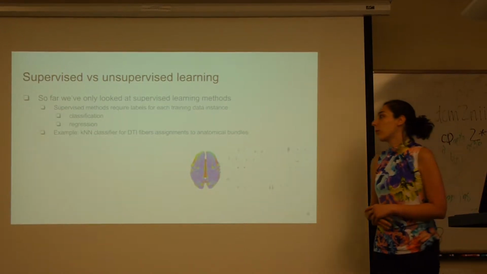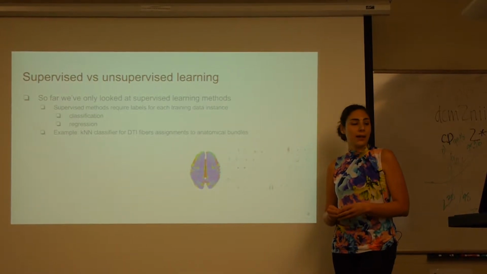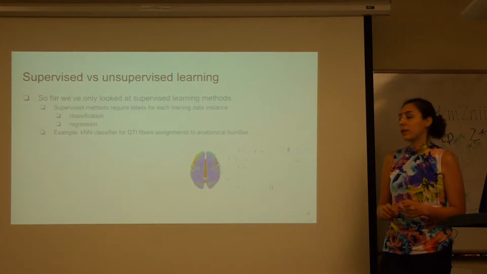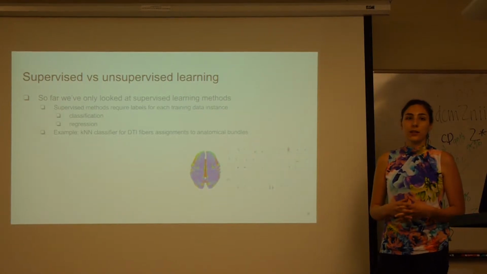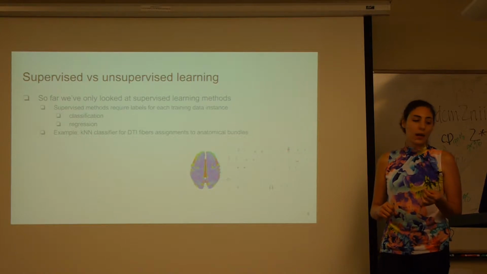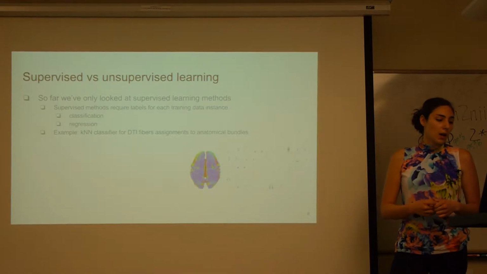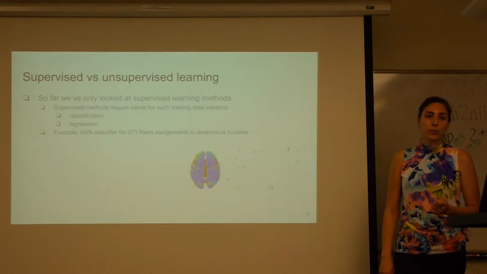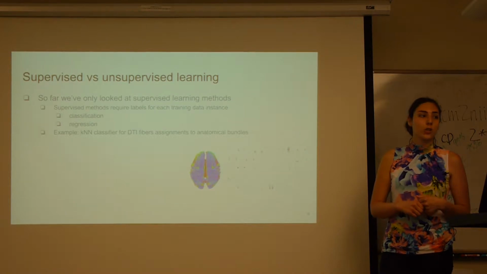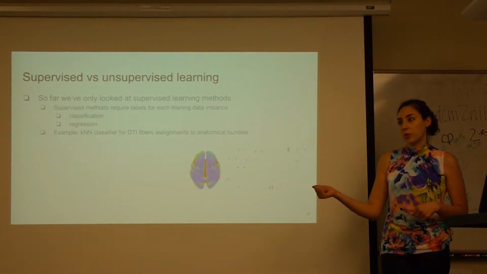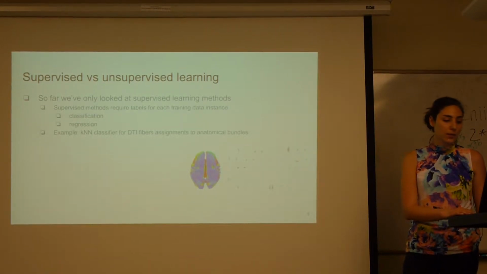So for example, we talked about KNN classifier, which took DTI fiber tracks, individual ones, and assigned them into anatomical bundles, so classified them into anatomical bundles. And in order to do this, we needed training data, so we needed individual fiber tracks with their assignments into anatomical bundles, which was given by human experts. And what we did was, when we got a new testing fiber track, we're able to look up which one in our training set it was closest to, or which K it was closest to, and assign the majority label to this new testing instance.